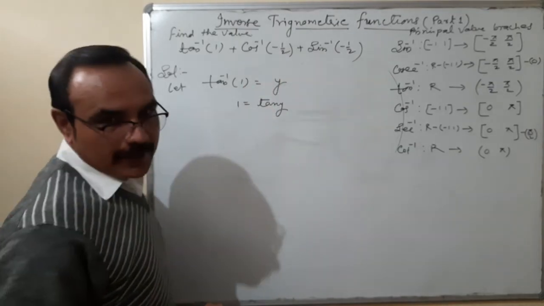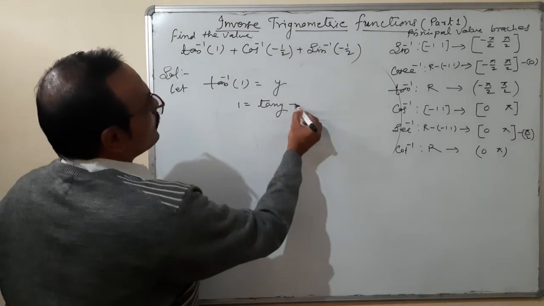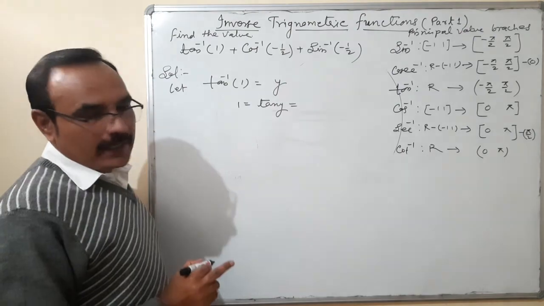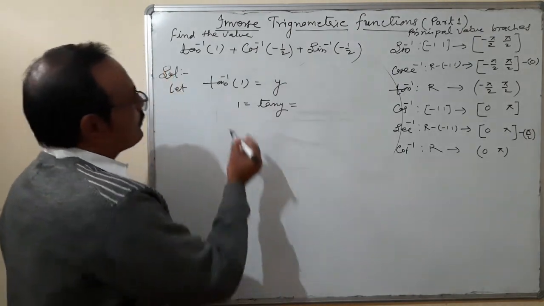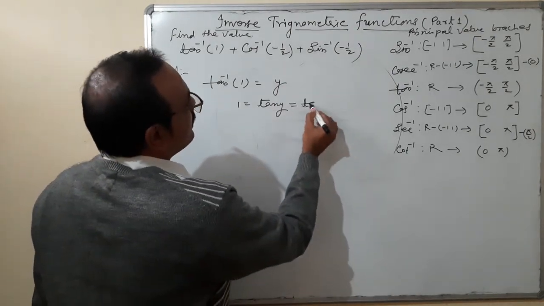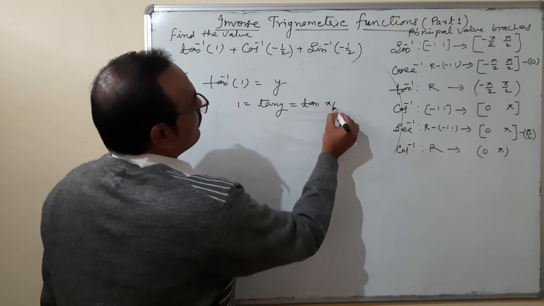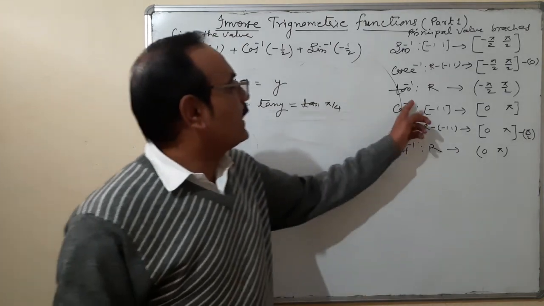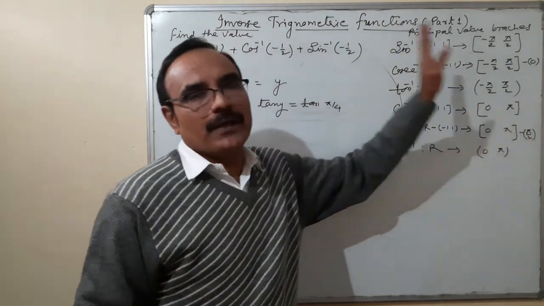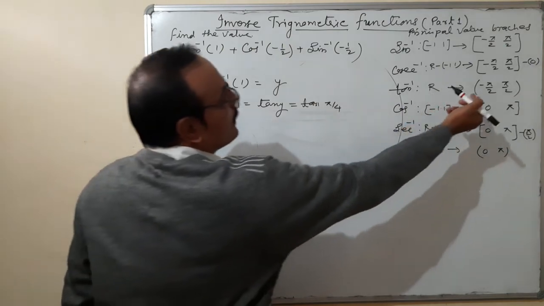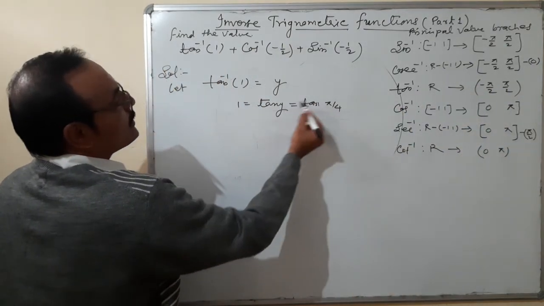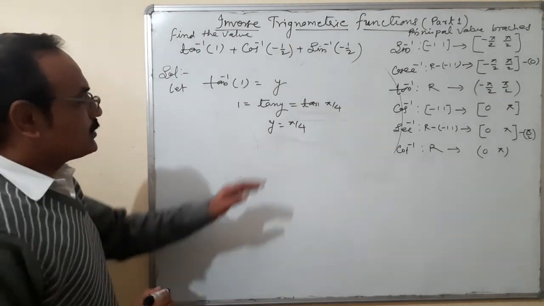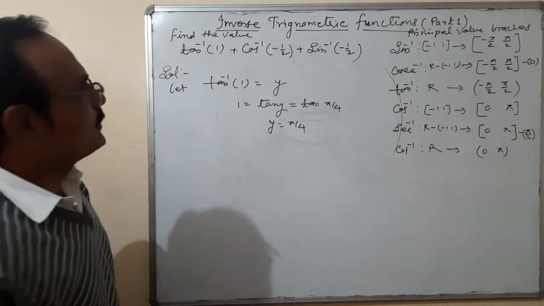Tan inverse will be shifted here. Tan y is equal to 1. What does it mean? The value of 1 in tan in a trigonometric table is tan 45, pi by 4. Because for tan, the principal value branch is minus pi by 2 to pi by 2, there is no problem. It is coming under minus pi by 2 to pi by 2, pi by 4. So therefore, y is equal to pi by 4. Okay. So the value of this term is pi by 4. Got it?